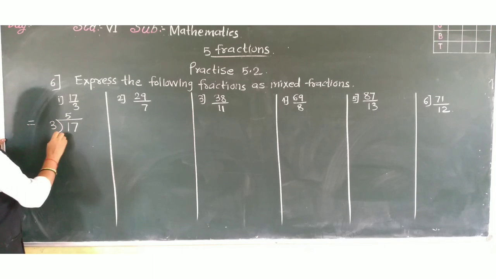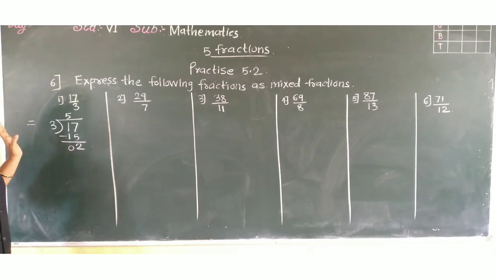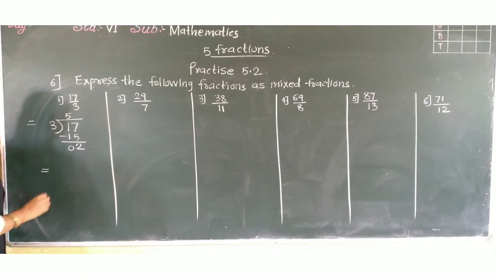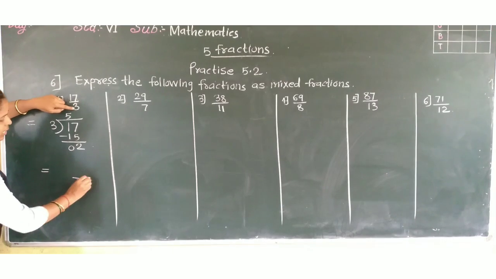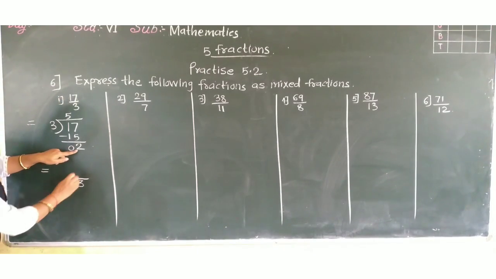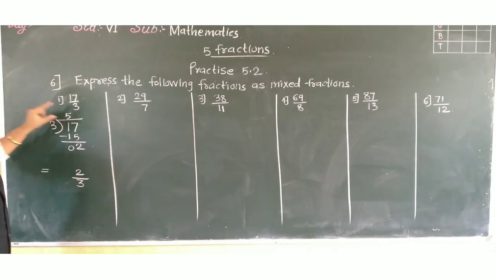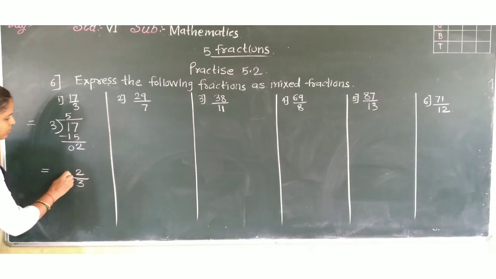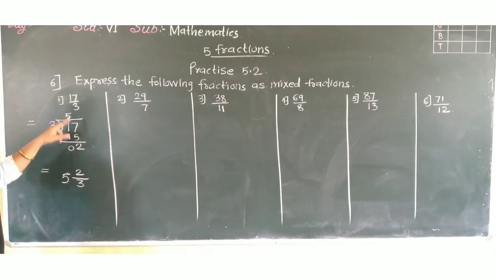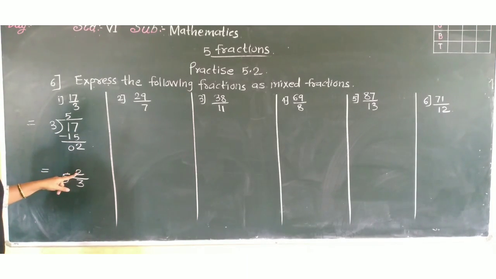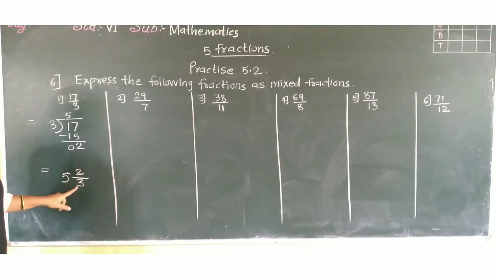Now, 3 5s are 15. Correct? 2 is the remainder. Now, how to write it as a mixed fraction? See here, the denominator you will write as it is, that is 3. The remainder will be written as the numerator, and the quotient you will write as a whole part, a whole number. The remainder you will write as the numerator, and the denominator will remain the same.